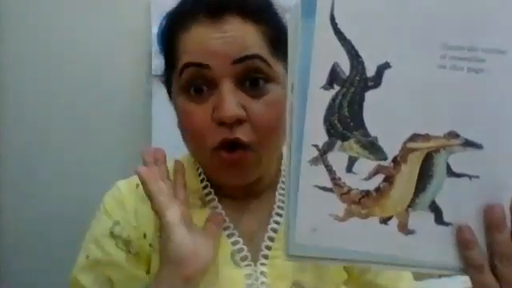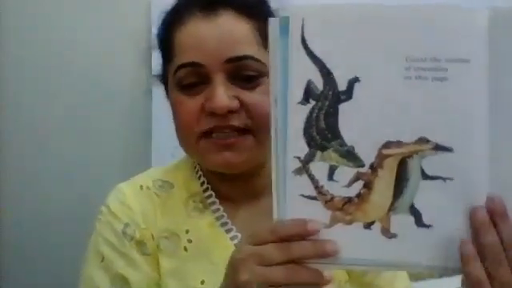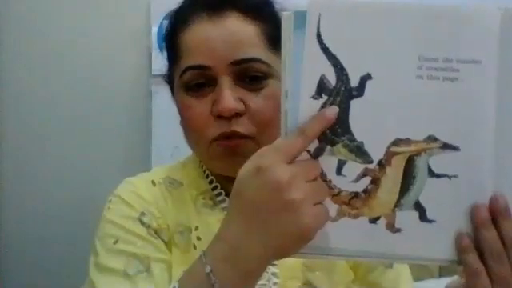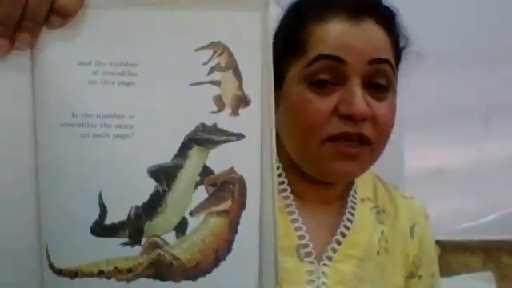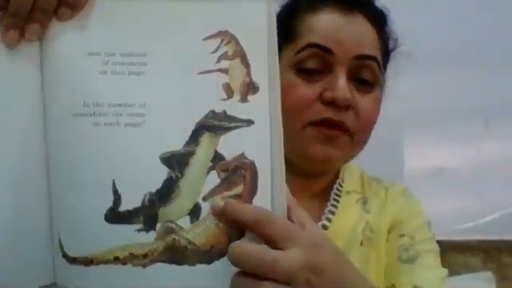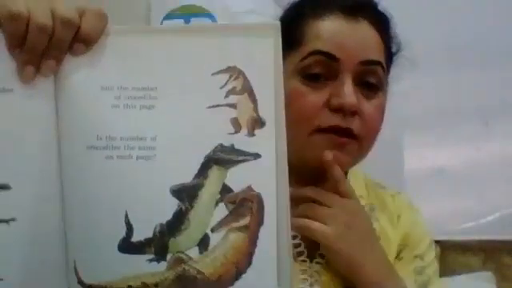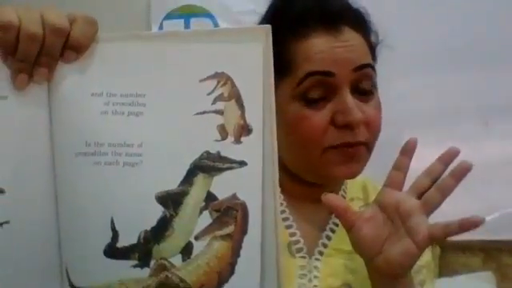What is this? Crocodiles. How many crocodiles do you see over here? 1, 2, 3. Oh yes. Okay. Now have a look at the other page. How many crocodiles do you see over here? 1, 2, 3. Are they the same on the pages? Right? Is the number of the crocodile the same on each page?